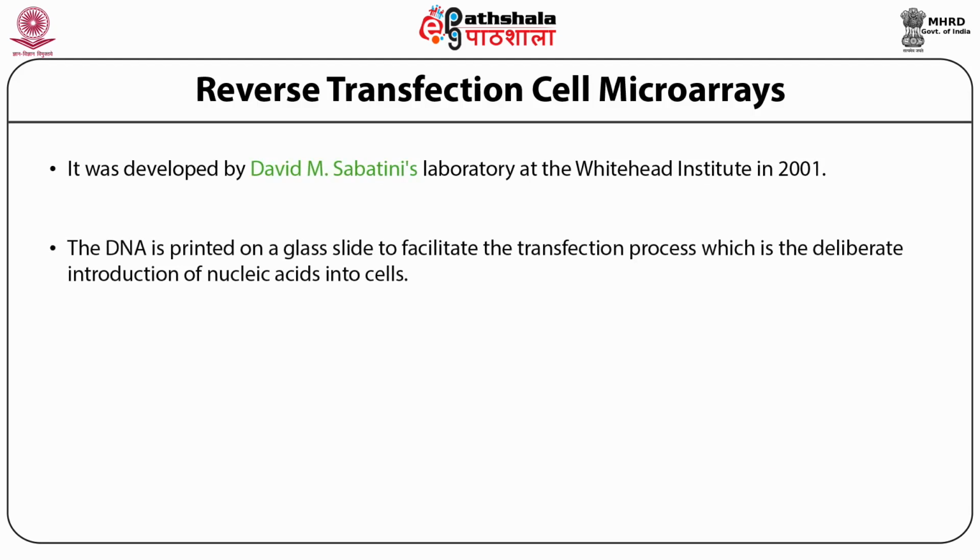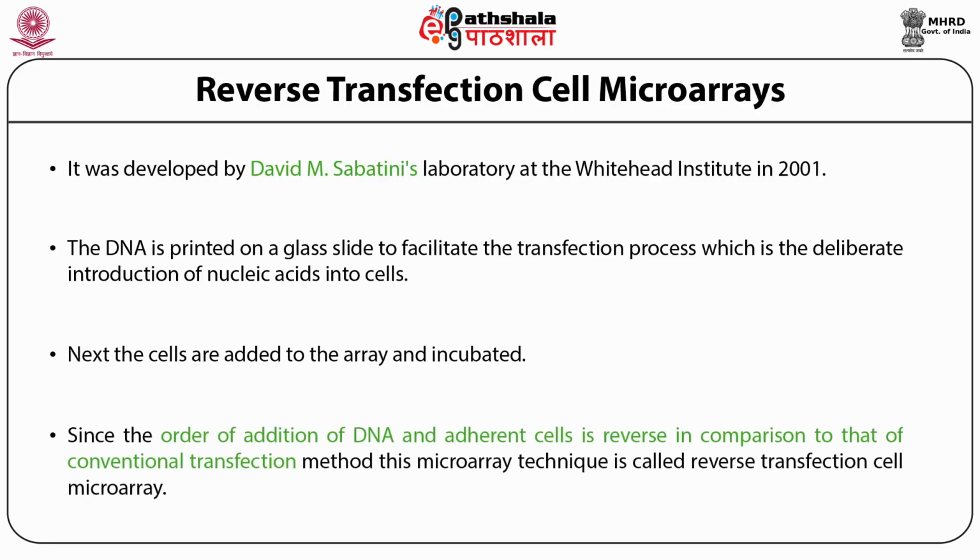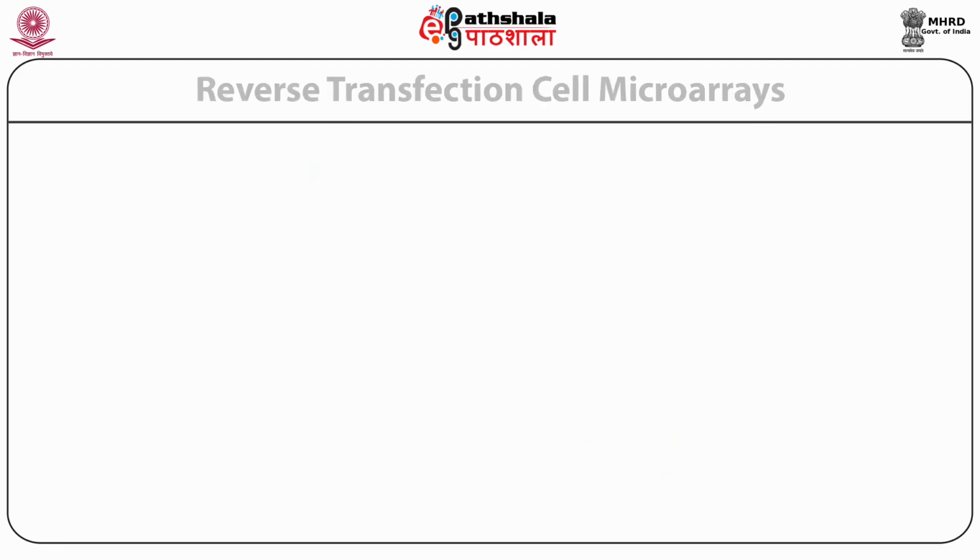The DNA is printed on a glass slide to facilitate the transfection process, which is the deliberate introduction of nucleic acids into cells. Next, the cells are added to the array and incubated. Since the order of addition of DNA and adherent cells is reversed in comparison to that of the conventional transfection method, this microarray technique is called reverse transfection microarray.